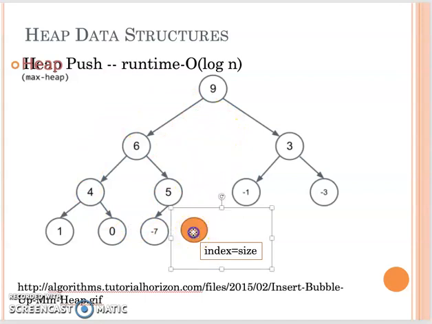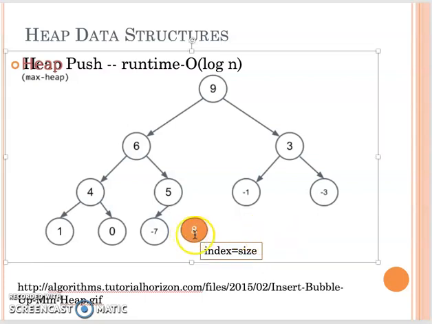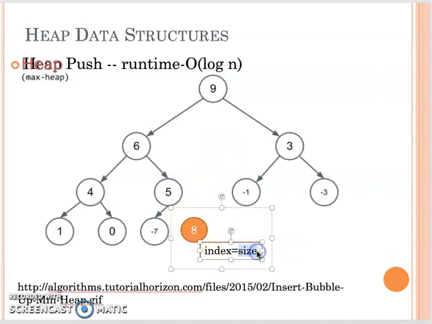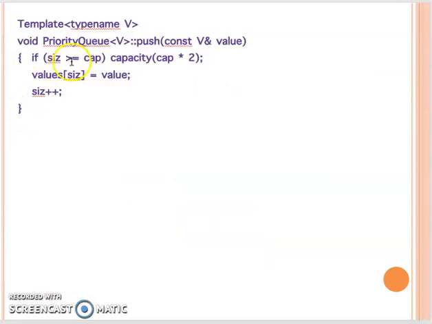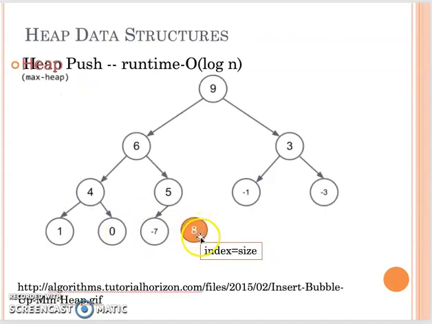Now for example, I have a new value I want to add, say 8. When we want to add the 8, its location is using the size as the index. So that's the new value, and with these couple of lines we finish placing the new value at the new location. But after we add this 8, do we have a heap structure? No, we don't have a heap structure.